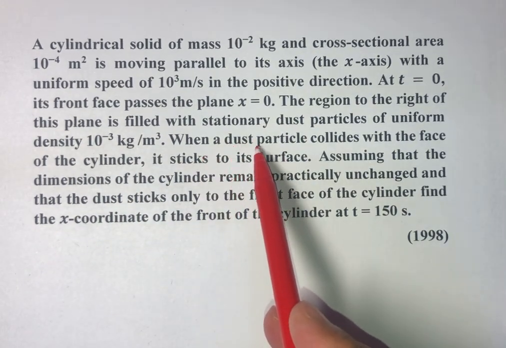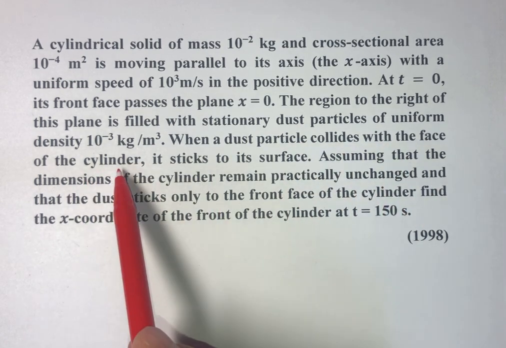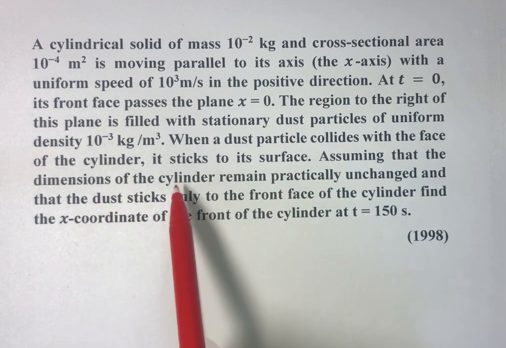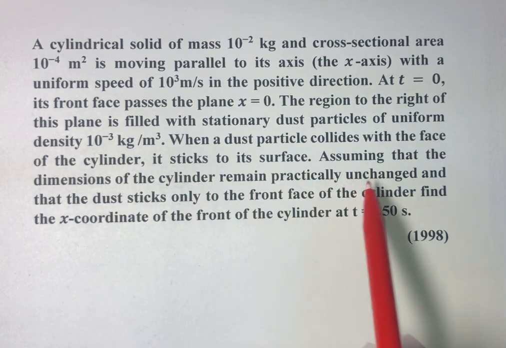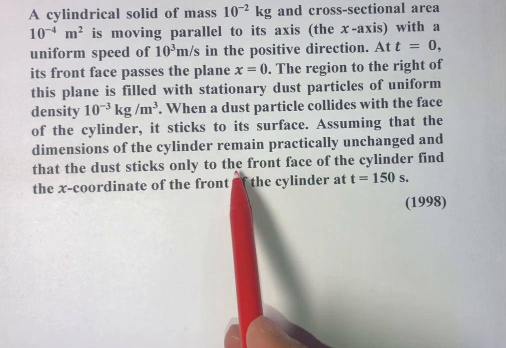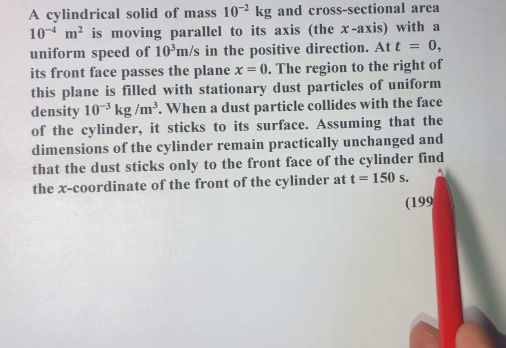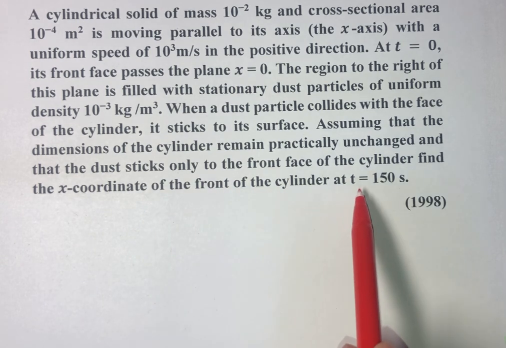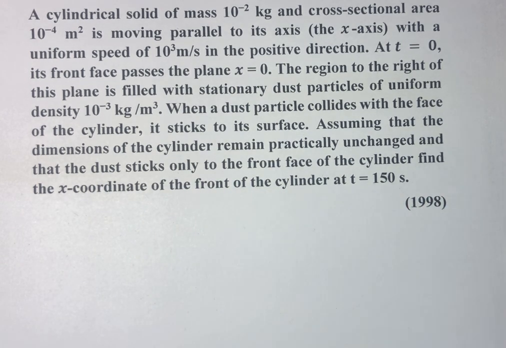When a dust particle collides with the face of the cylinder, it sticks to its surface. Assuming that the dimension of the cylinder remains practically unchanged and the dust particle sticks only to the front face of the cylinder, find the x coordinate of the front of the cylinder at t = 150 seconds.